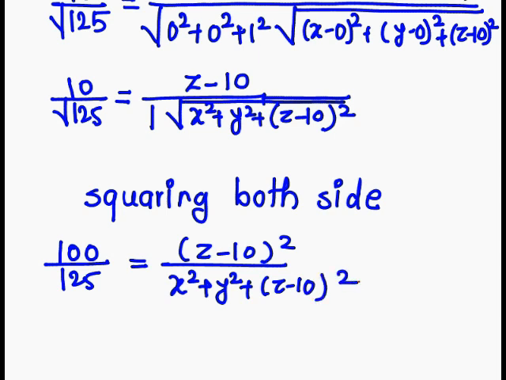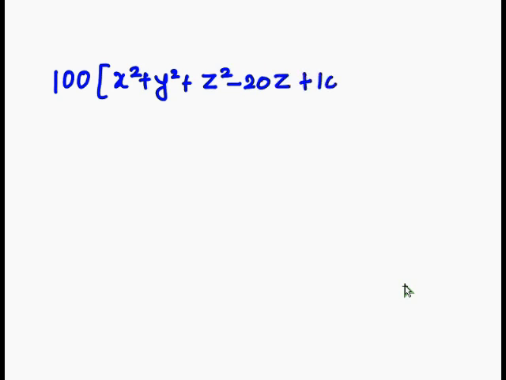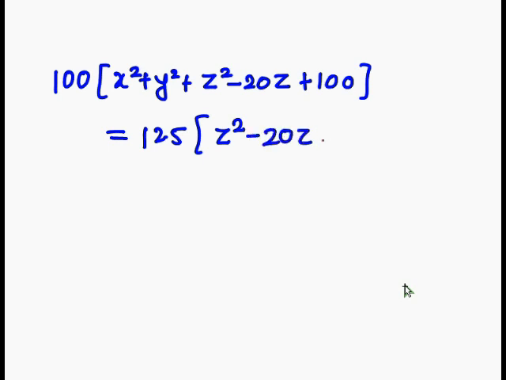Now to simplify this, let me cross multiply, so we get 100 into the bracket x square plus y square plus z minus 10 square, that is z square minus 20z plus 100, is equal to 125 into z minus 10 square, that is z square minus 20z plus 100.